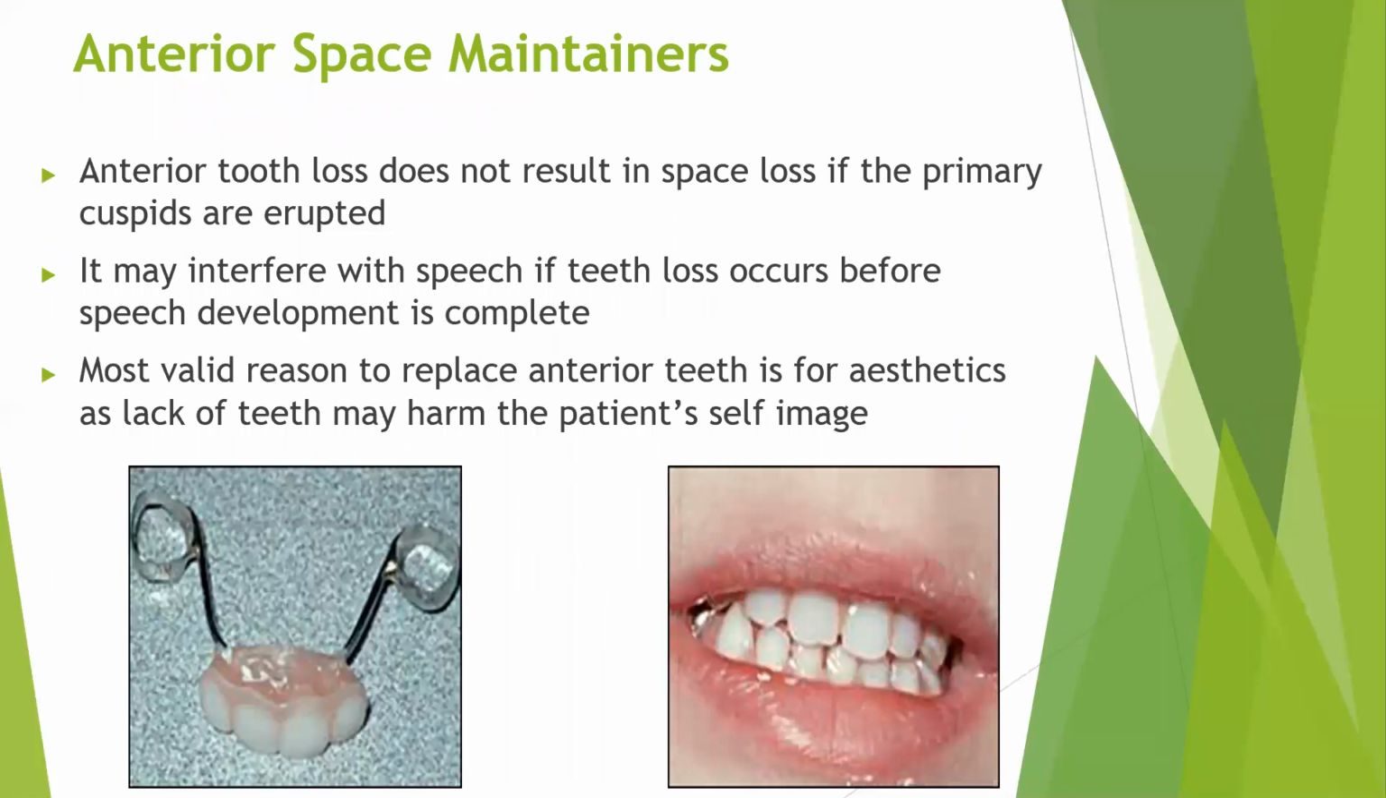So here we have some pictures of anterior space maintainers. Anterior space loss does not result in space loss if the primary cuspids are erupted. It may interfere with speech if teeth are lost before speech development is complete. And the most valid reason to replace anterior teeth is for aesthetics, and lack of teeth may harm a patient's self-image.